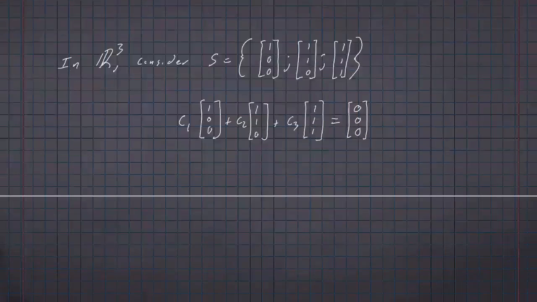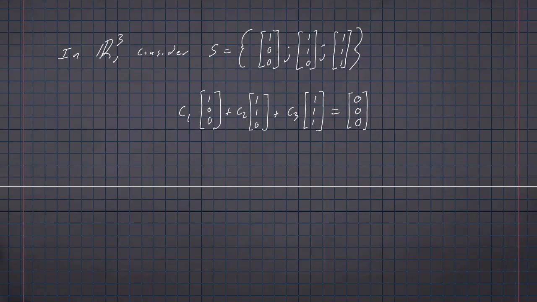We know how to work with the Euclidean vectors. We can multiply c1, c2, and c3 into those vectors. We can add them together. And you will see when you do that, that you get (c1 + c2 + c3, c2 + c3, c3).